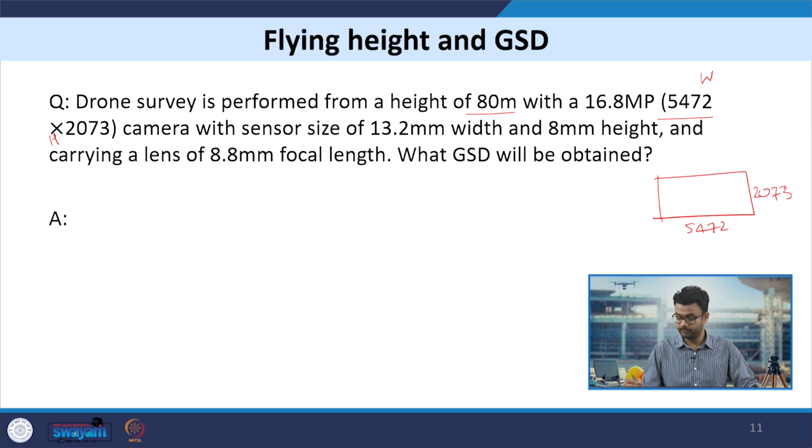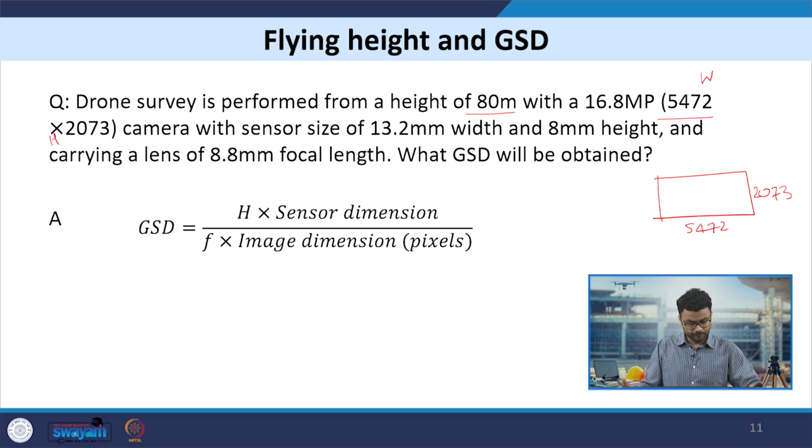And these are the number of pixels. It has 5472 in the width and 2073 in the height direction, with a sensor size of 13.2 millimeter width and 8 millimeter height, and carrying a lens of 8.8 millimeter focal length. So what will be the ground sampling distance which will be obtained?